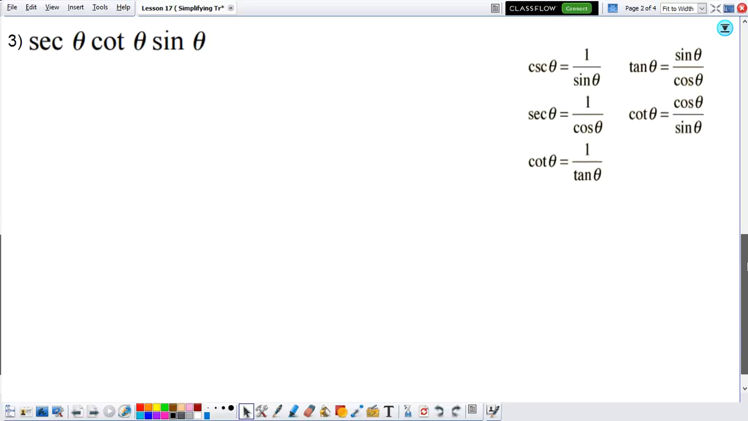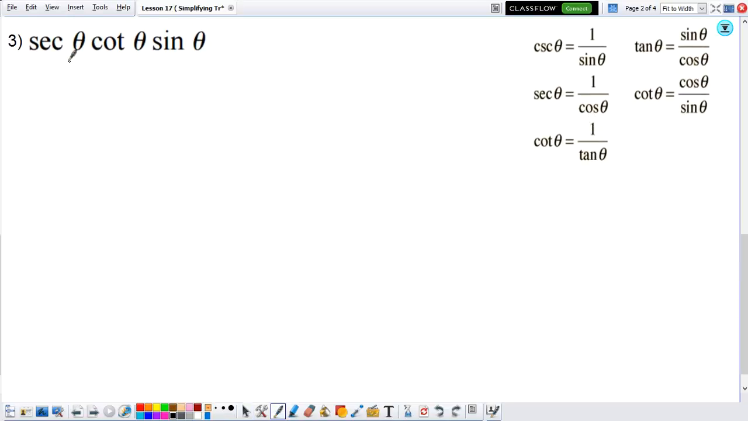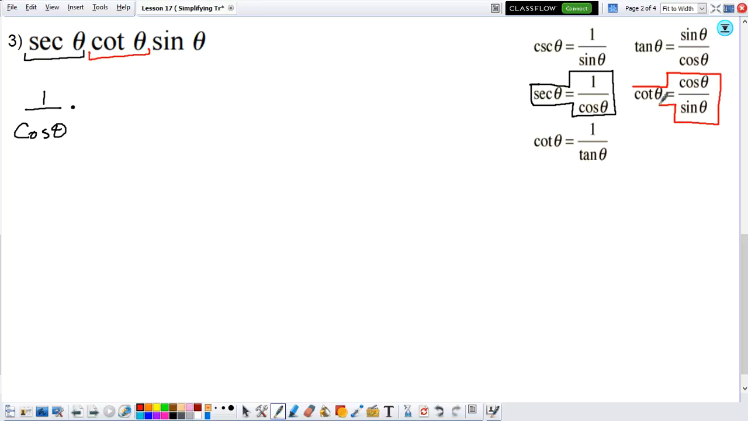Again, all we're trying to do is rewrite everything in terms of sine and cosine. So let's look. Here's my first trigonometric expression, secant. Can I rewrite secant in terms of sine and cosine? I see that secant is 1 over cosine. So instead of writing secant, I can write 1 over cosine. So that's great. Cotangent, I can rewrite it as cosine over sine. So now, instead of writing cotangent, I can write cosine over sine.